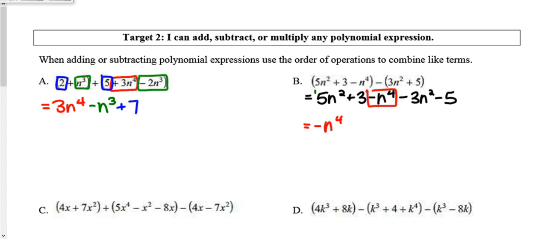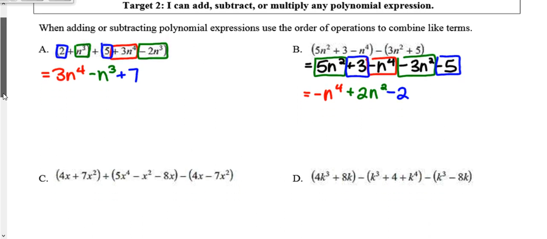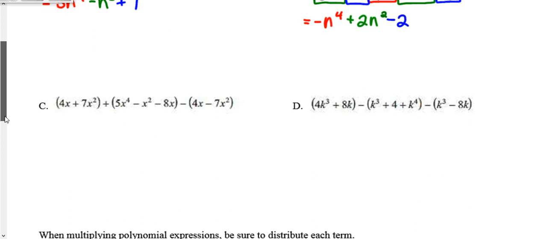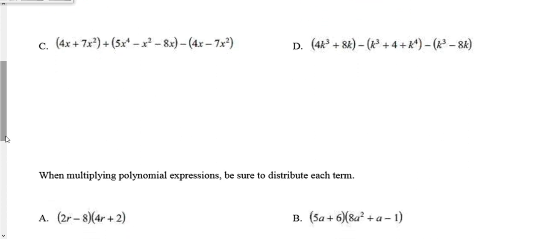And then you guys could probably do this without us showing you. So 5 minus 3n squared, which would be 2n squared. And then our constants, we have 3 minus 5, which is negative 2. We're not going to do anything from there. We're just combining like terms. So it kind of looks like something we might factor, but we're not going to get there quite yet. We will eventually.